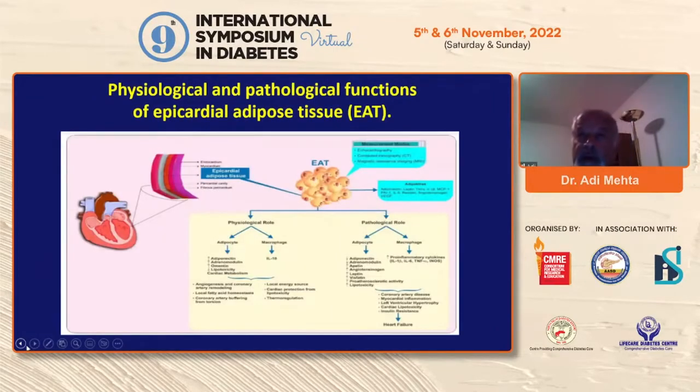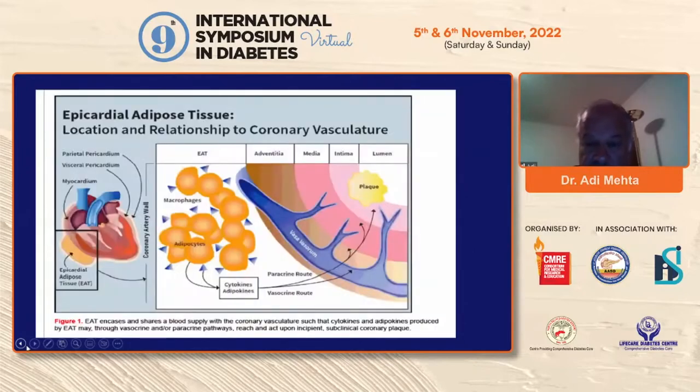So I've talked about the normal effects of epicardial fat. What are the pathological roles on the right side of the slide? Well, now most of the cytokines that are beneficial start to decrease in number, and the pro-inflammatory cytokines start to increase. And that's what drives the tissue to become a hotbed for inflammation and the subsequent issues that we see.